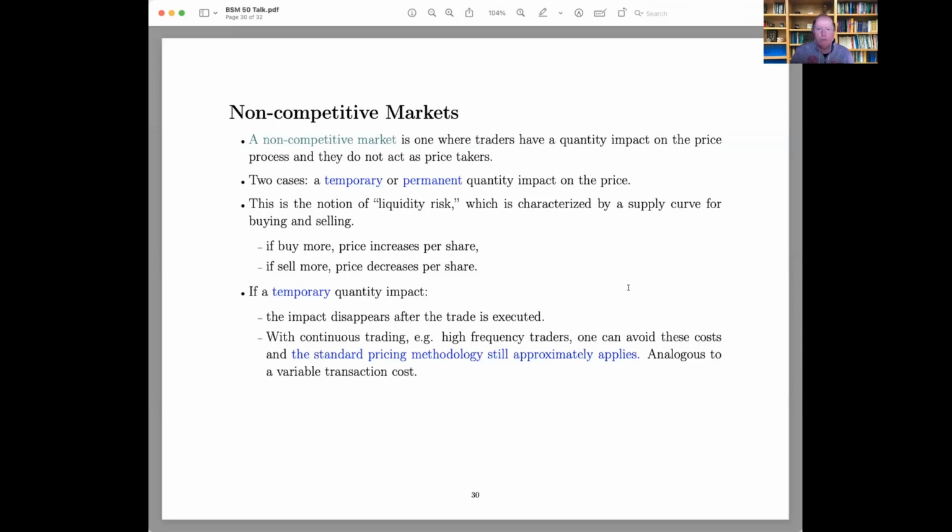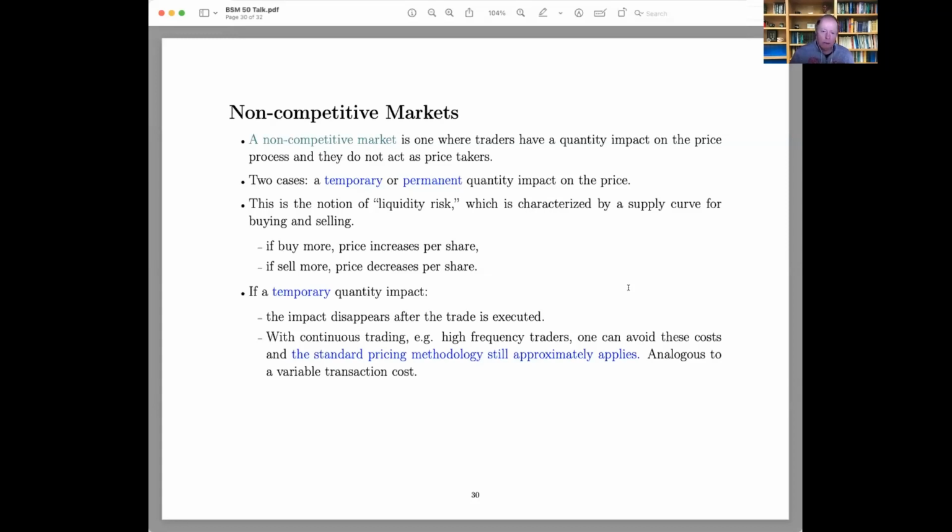which intuitively means that if you buy more, the price per share increases, right? And if you sell more, the price that you receive per share decreases, all right? And now let's talk about the two special cases when there's liquidity risk and we understand the supply curve. If there can be a temporary quantity impact, and by that I mean when you trade, you affect the price, but after your trade, the impact disappears, right? So it's only for your particular trade, and you do not affect the price process's evolution.